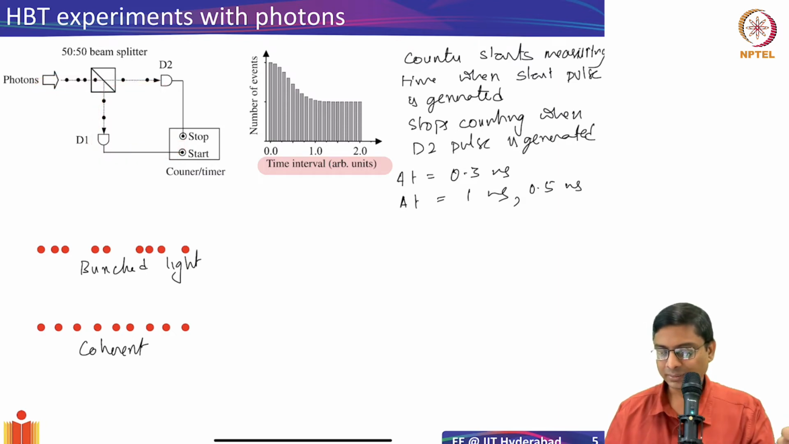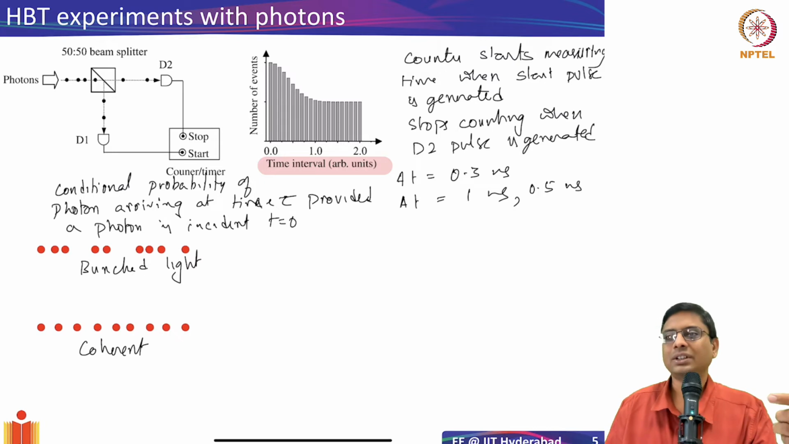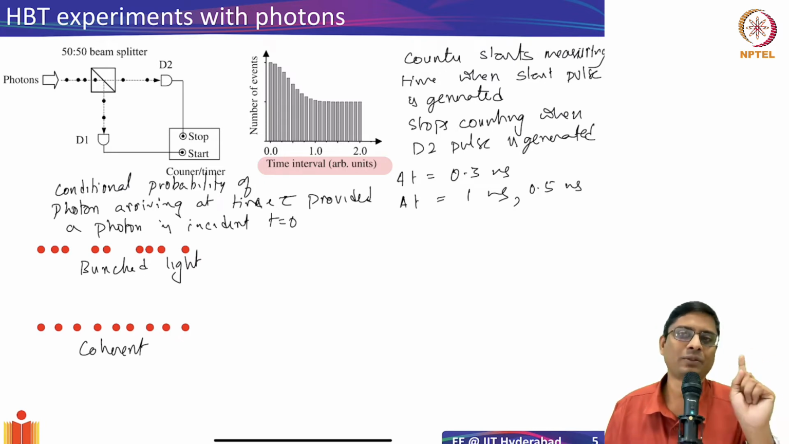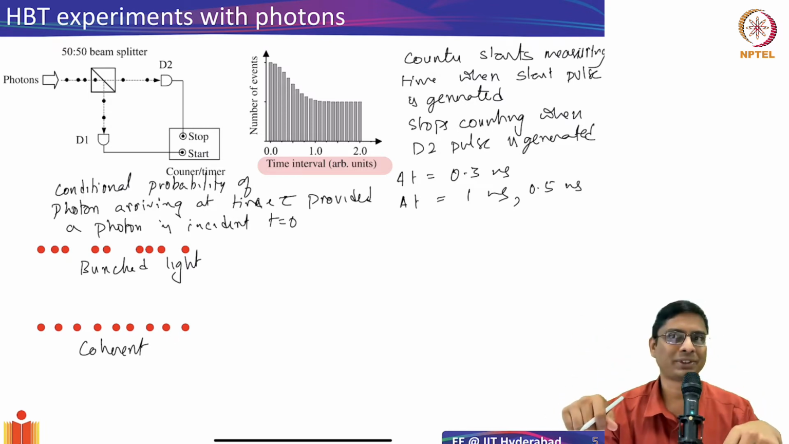So in a way, this counter is measuring the conditional probability of a photon arriving at time tau, provided a photon is incident at t equal to 0. At time t equal to 0, we have one photon. After that, at some tau, what is the probability of finding a photon? That is what this histogram represents.